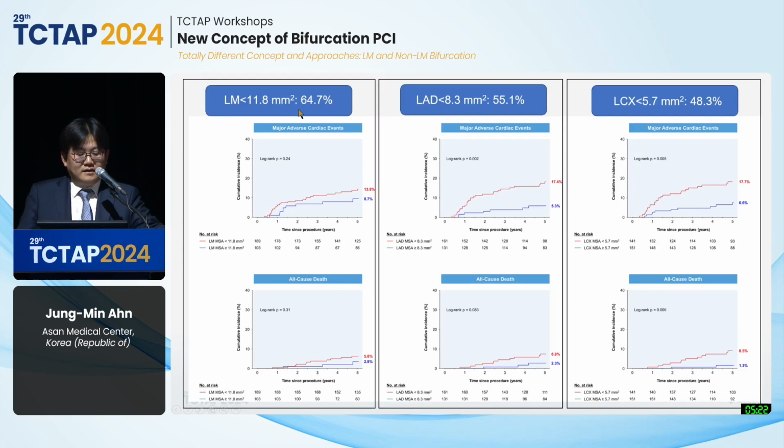particularly the left main, less than 11.8, 64%, LAD 8.3 is 55%, circumflex 5.7 is 48%. The smaller minimal stent area is associated with a higher risk of MACE or cause death. But the left main minimal stent area is not associated with the long-term outcome, while LAD and circumflex minimal stent area is significantly associated with the long-term outcomes, even all-cause death.